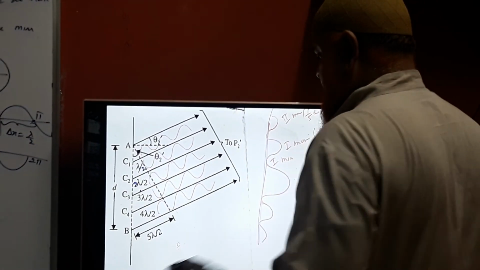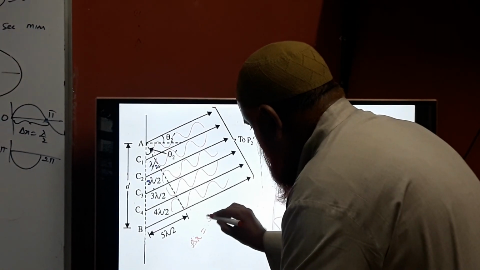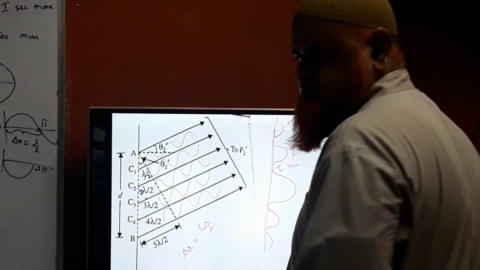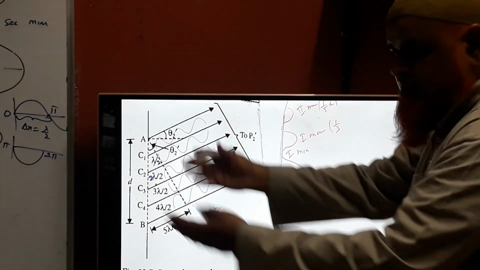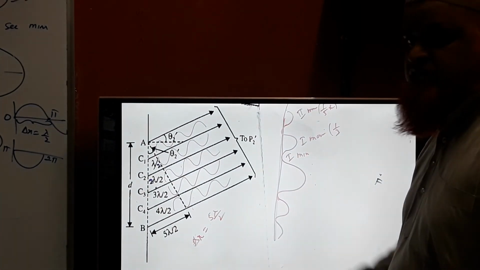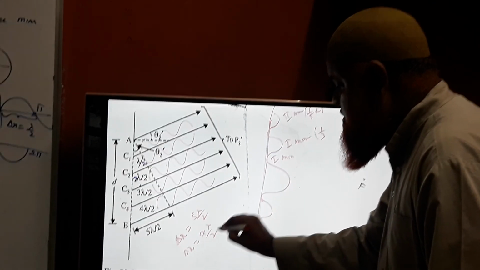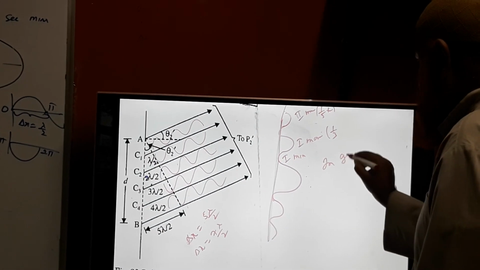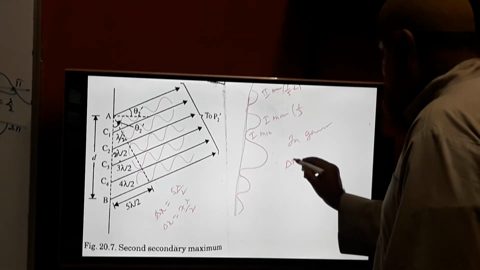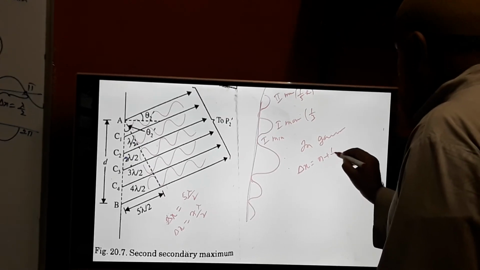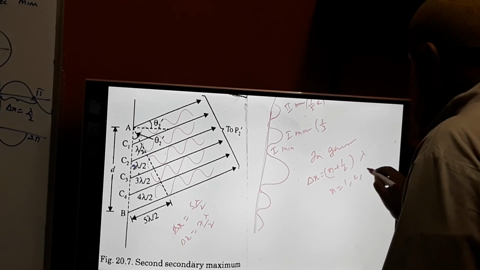Okay. So in this way, you are going to get path difference delta x equal to 5 lambda by 2. Then again, the next part will become 7 lambda by 2. With 7 parts divided, it is going to be delta x equal to 7 lambda by 2. Therefore, in general, the path difference can be taken as (n plus half) into lambda, where n equals 1, 2, 3.